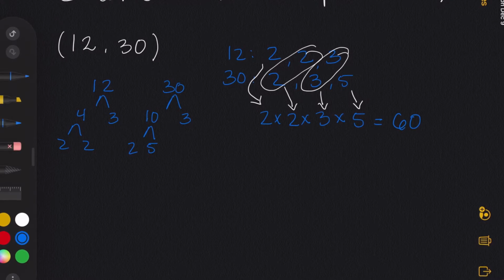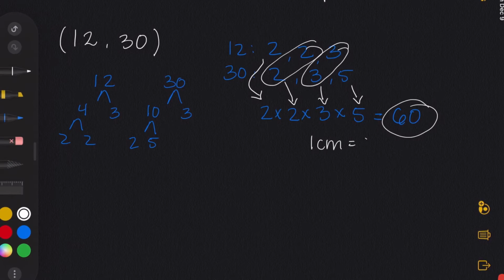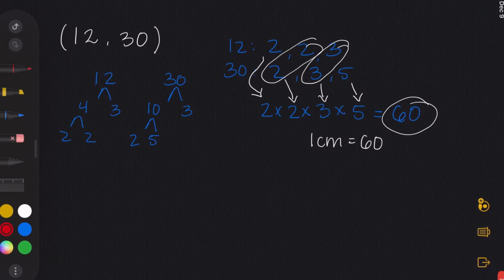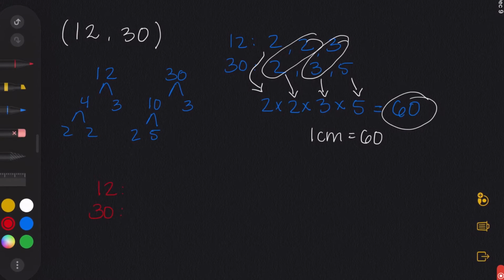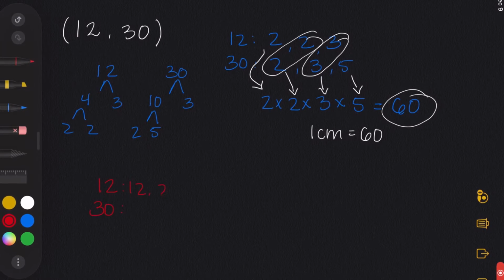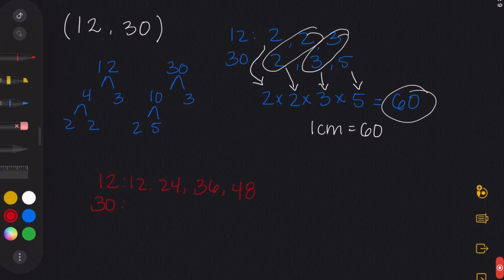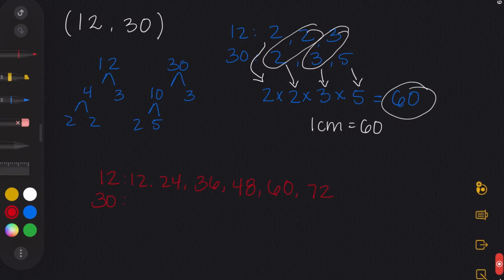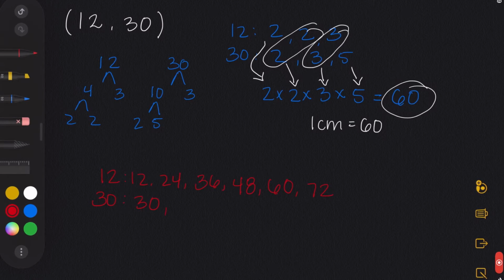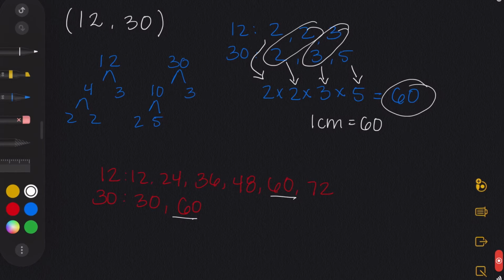After multiplying these, we would get 60 as the least common multiple. Now we will use 12 and 30 and list out their multiples and compare and see which one is the least common. After listing out all the multiples, we would take a look and see that 60 is the least common.